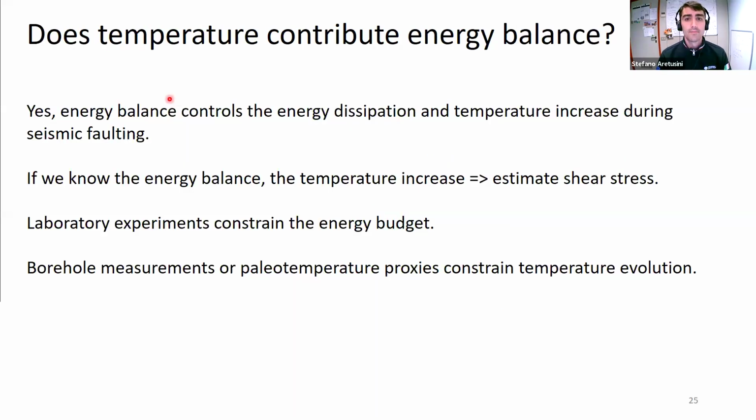And then we want to investigate temperature and understand how temperature is evolving during seismic faulting, because this is reflected in the energy balance during seismic faulting. In fact, if we know the energy balance and the temperature increase, we could really invert for the shear stress during earthquake ruptures themselves. And we can do so by combining laboratory experiments in order to constrain the energy budget with borehole measurements or temperature proxies to constrain the temperature evolution.